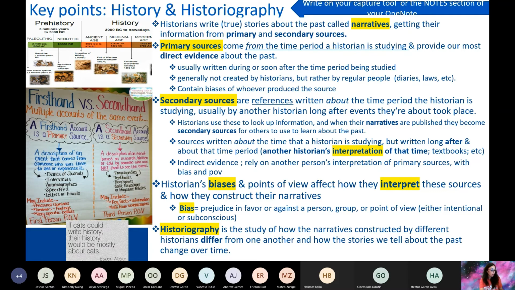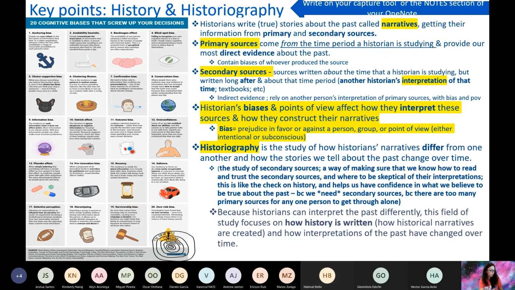Been using the word bias often, and let's look at what that means. Bias is a prejudice in favor or against a person, group, or point of view. It can be intentional or subconscious. They can be harmless, and they can be harmful. It depends, right? A lot of biases can just reflect the circumstances and experience that a person has growing up and how that informs their point of view.